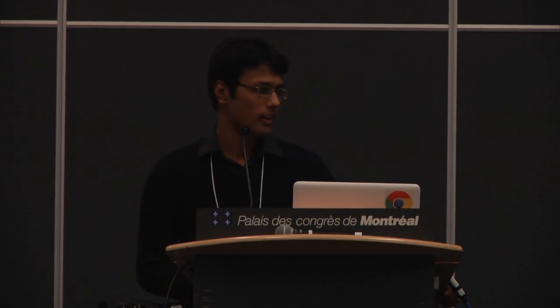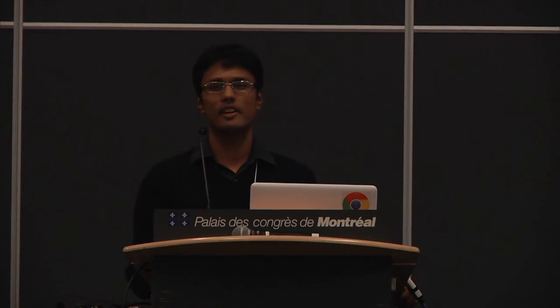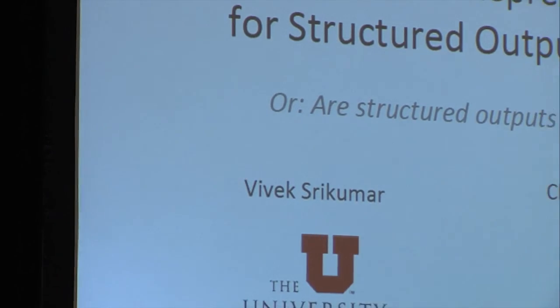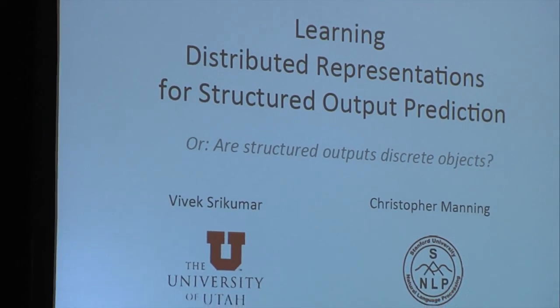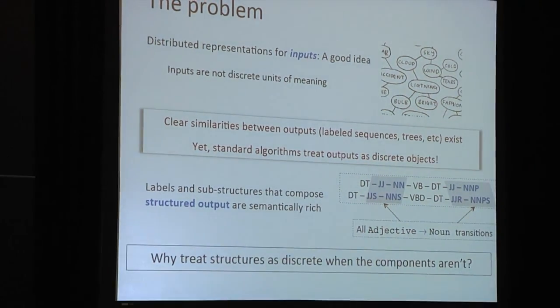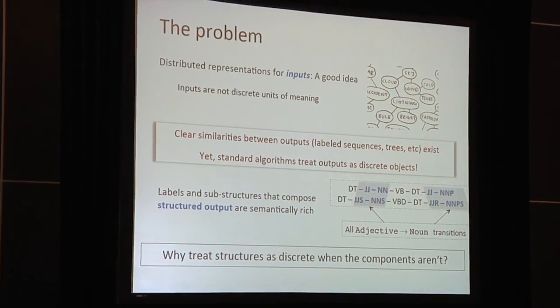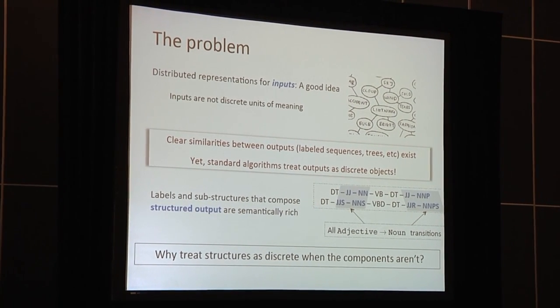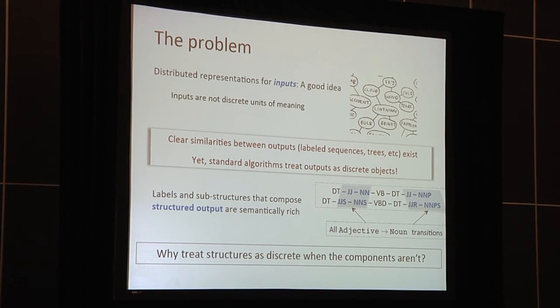Hey, good morning. This is joint work with Chris Manning at Stanford. And the question we are exploring in this paper is whether structured output should really be treated as discrete objects. So I'm going to give you the general philosophy of this paper. A very neat idea that we have seen is the use of distributed representations for inputs. A manifestation of this idea is, for example, if you have words, to represent them by real-valued vectors.